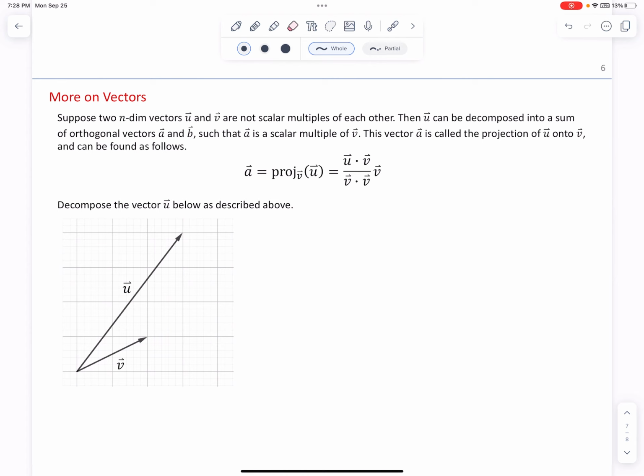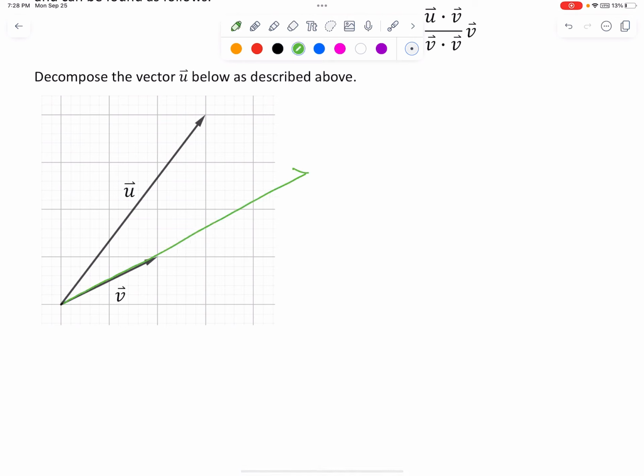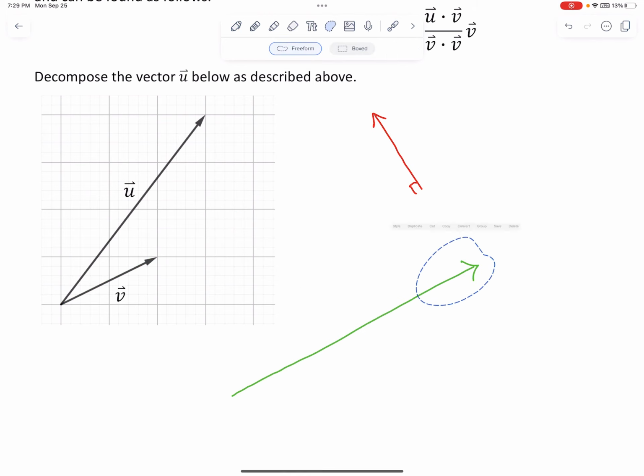Now, before we talk about this formula, let's talk visually about what we're trying to accomplish. I'm trying to express u as a sum of two vectors that are orthogonal to each other, where one of the vectors is a scalar multiple of v. One of my vectors is limited to being somewhere along this trajectory. And I want to add to it a perpendicular vector. So I'm trying to find these two vectors here, where the green one is in the same direction as v, and the red one is perpendicular to the green one.